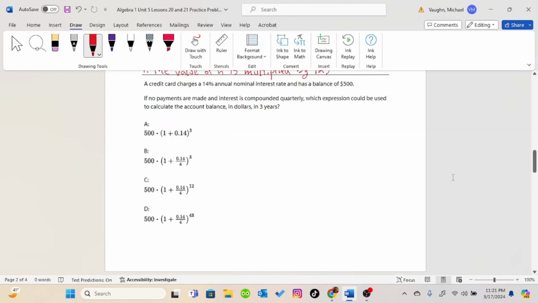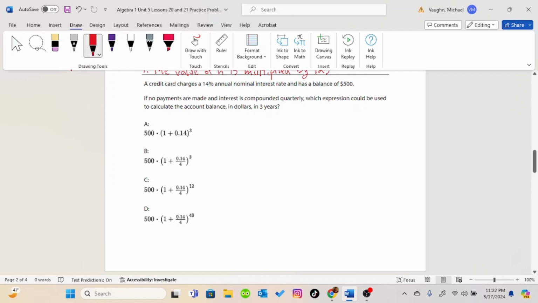A credit card charges a 14% annual nominal interest rate and has a balance of $500. If no payments are made and interest is compounded quarterly, which expression could be used to calculate the account balance in dollars in 3 years?